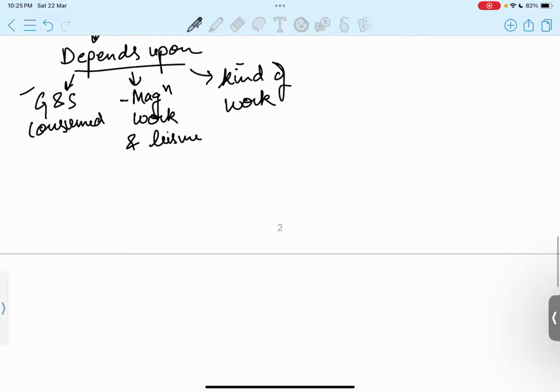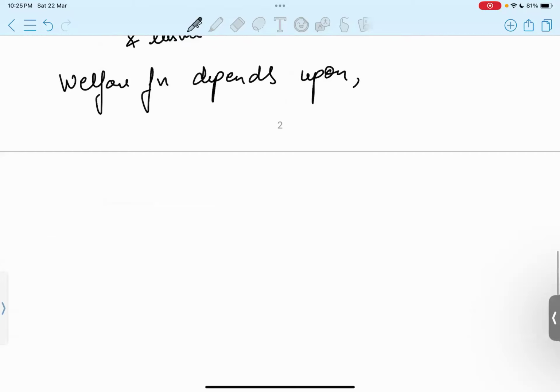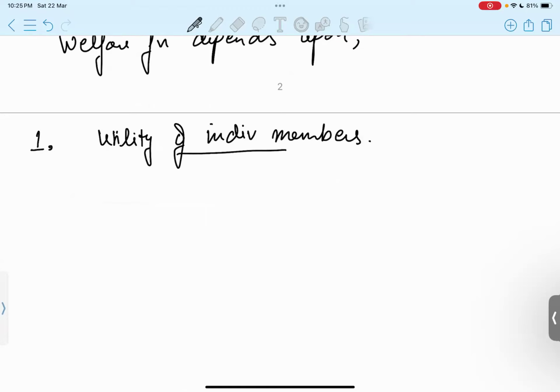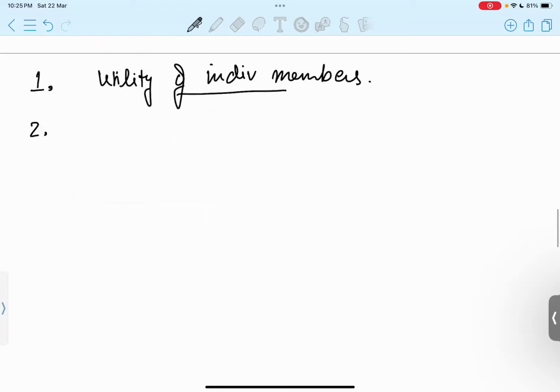So we can say that the Bergson-Samuelson social welfare function states that the welfare function depends upon some factors. So we look into them. Firstly, it is dependent upon the utility of individual members of society. It means the members outside the society do not have any influence or share in determining the maximization of welfare.